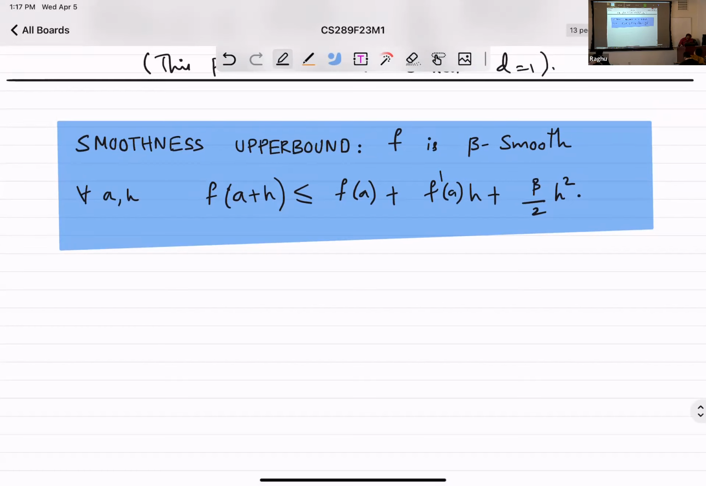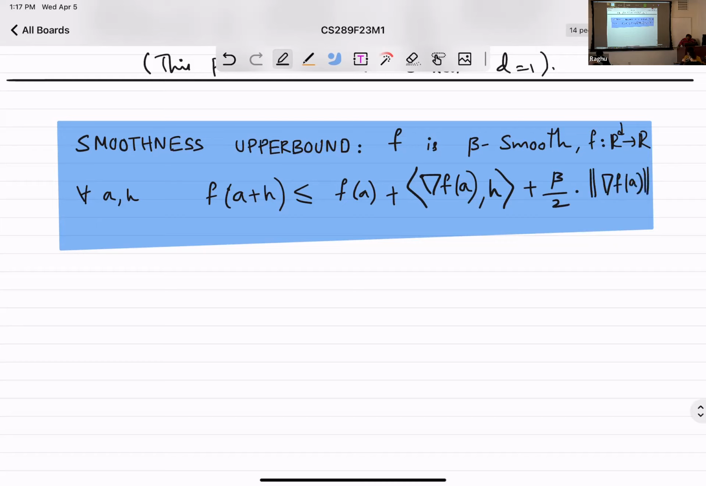So if my function is in higher dimensions, what happens? Okay, so how do things need to change? First, you have a gradient now, not just a derivative. And the smoothness upper bound now looks something like this. So products become inner products and squares become the square of the norm of the vector.